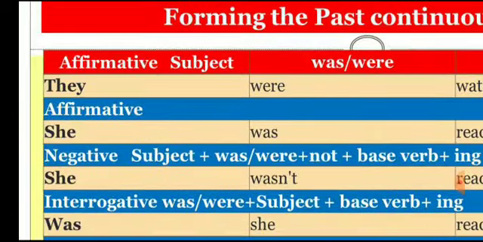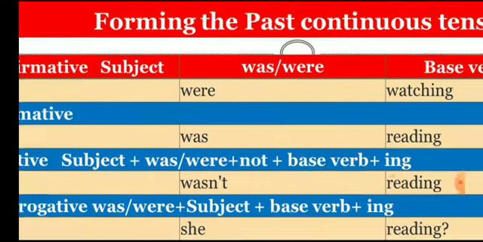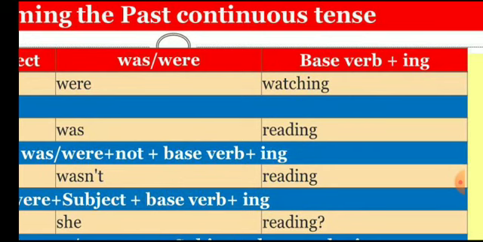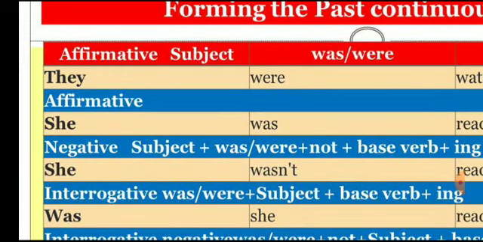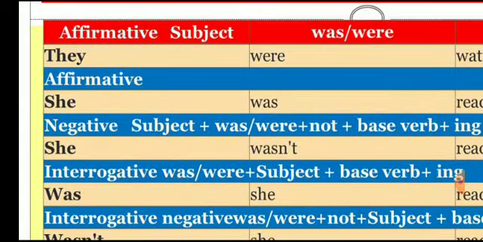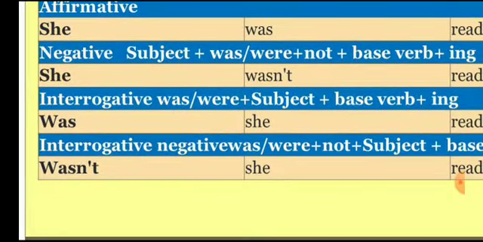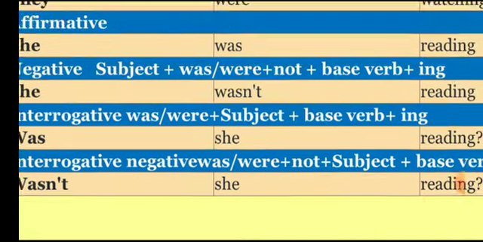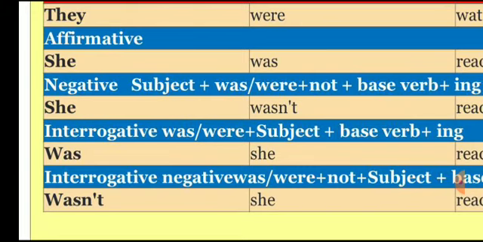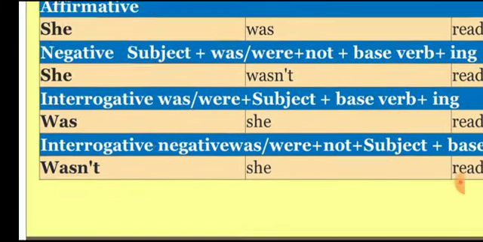Let us know the structure. In the case of affirmative, it is subject plus was or were plus base verb plus ing. Example, they were watching. She was reading. Likewise, in the case of negative, we have to use the structure as subject plus was or were plus not plus base verb plus ing. She wasn't reading.